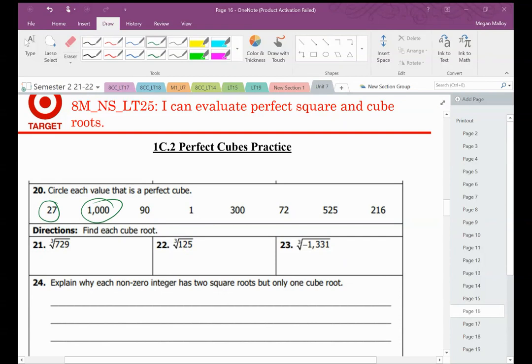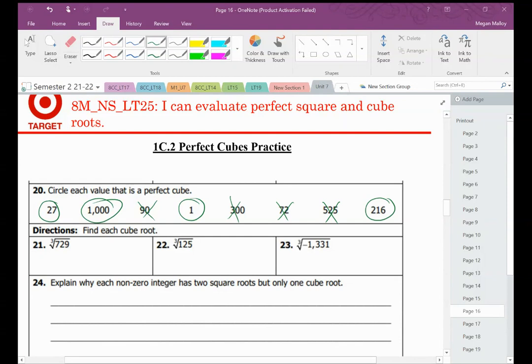90 does not have a perfect cube. 1, absolutely, 1 times 1 times 1. No for 300. No for 72. And no for 525. But 216 is going to be 6 cubed.